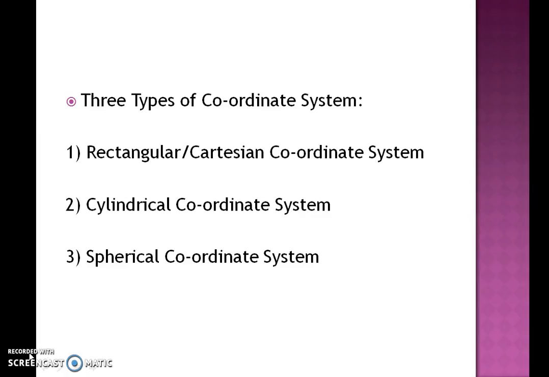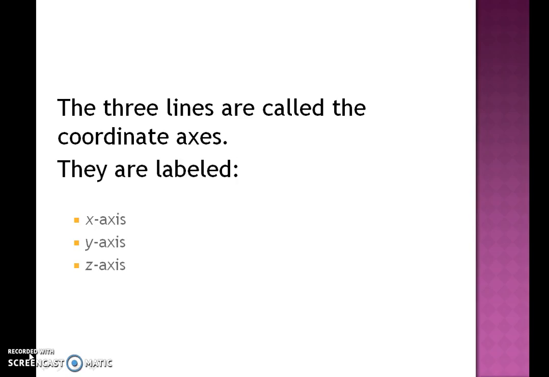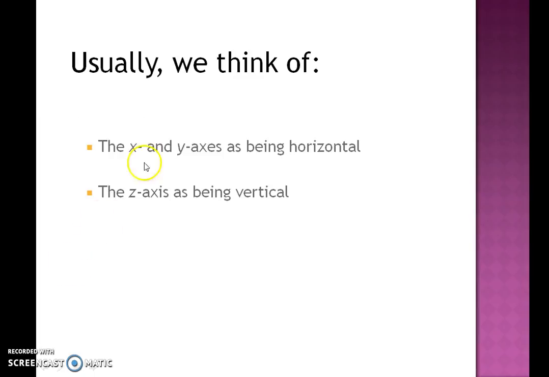So there are three types of coordinate systems: rectangular coordinate system, cylindrical coordinate system and spherical coordinate system. Rectangular coordinate system is also called a Cartesian coordinate system. So let us discuss the rectangular coordinate system. The rectangular coordinate system has three axes known as the x-axis, y-axis and z-axis.